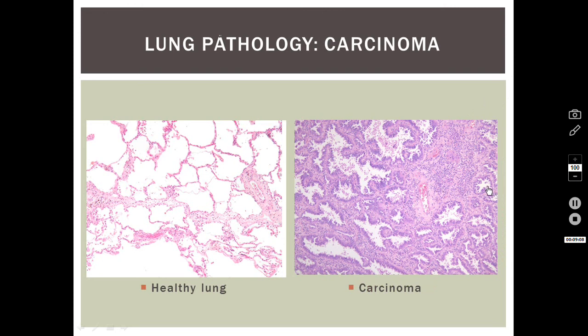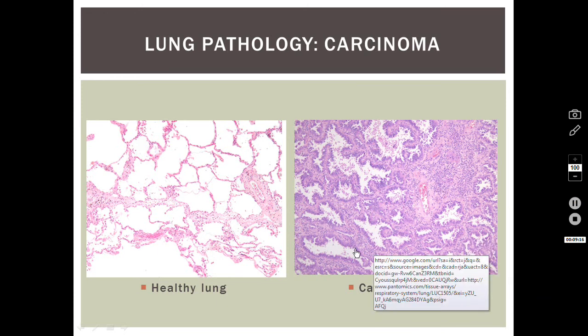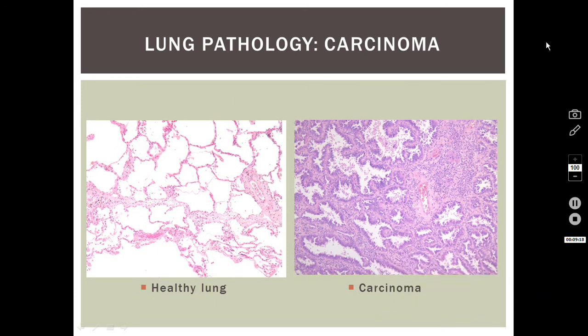If we look at lung cancer, lung carcinoma, here again, healthy lung tissue. Here is lung tissue from somebody suffering carcinoma. You can see it's not as neat looking. There are not those nice open spaces in the alveoli. There's a lot more fibrous tissue, a lot more epithelial tissue, and it's just not nearly as conducive for gas exchange.